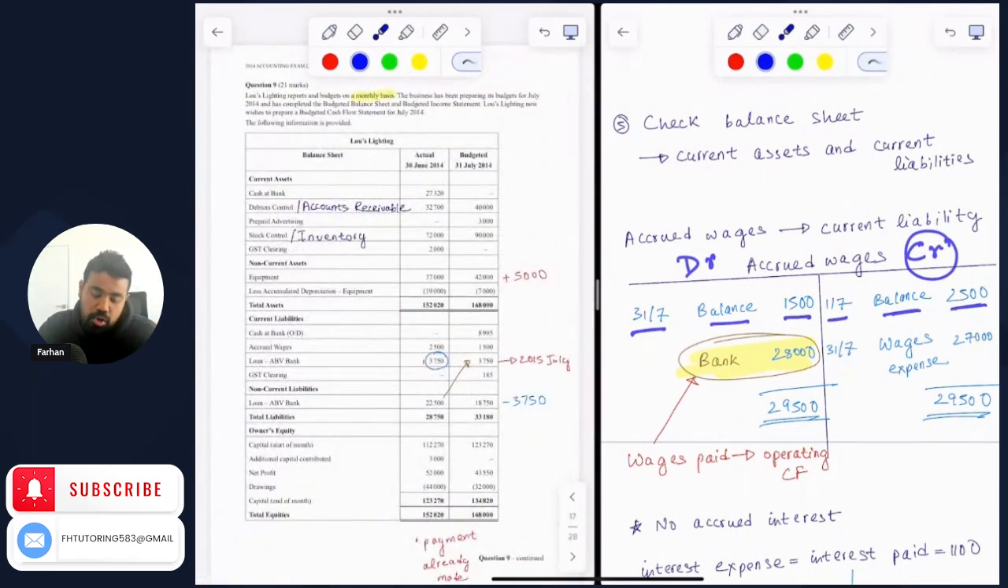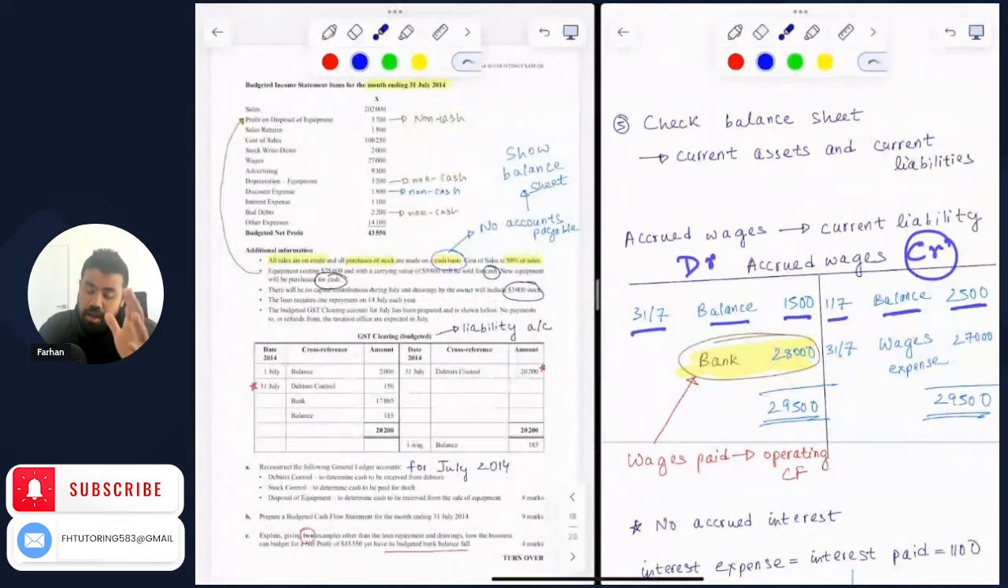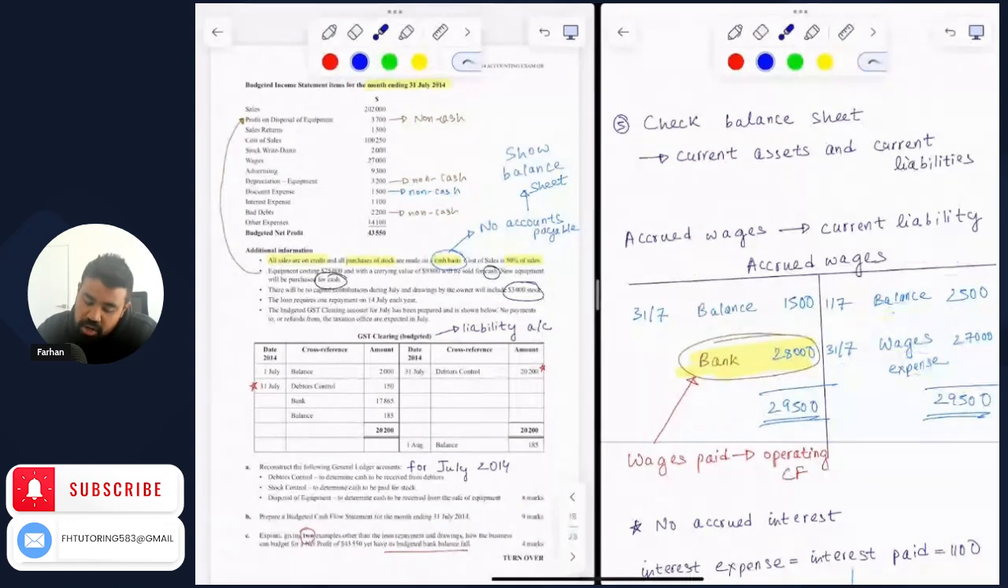Then during the month, you know that you have incurred additional wages expense of $27,000. Any wages expense that you have incurred would have increased your liability, so your accrued wages would have gone up, and if accrued wages go up, we have to credit it. So on the credit side, for the month ending 31st of July, we are showing additional wages expense incurred of $27,000. Our main requirement in this question is to find out the wages that we have actually paid in cash, given that our accrued wages have reduced from $2,500 in June to $1,500 at end of July, right?